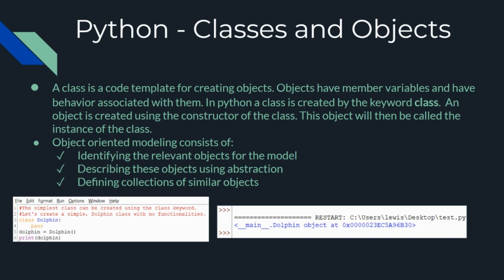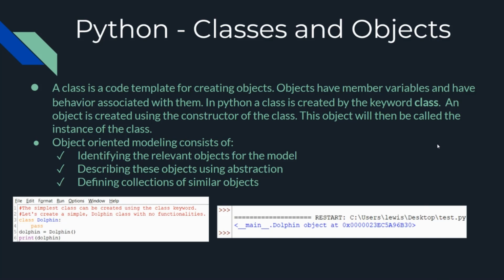Now let's begin. For this Python program, the purpose is to walk through an example of the Classes and Objects Encapsulation concept. A class is a code template for creating objects. Objects have member variables and have behavior associated with them. In Python, a class is created by the keyword class. An object is created using the constructor of the class. This object will then be called the instance of the class.